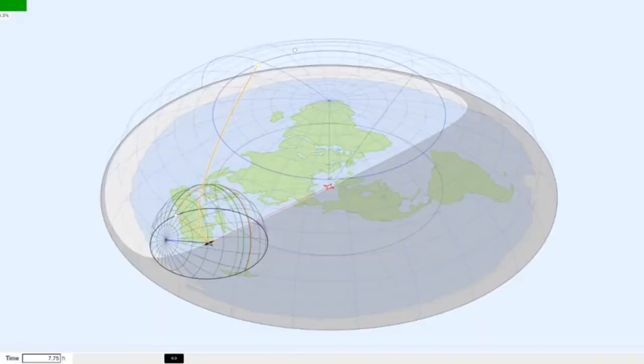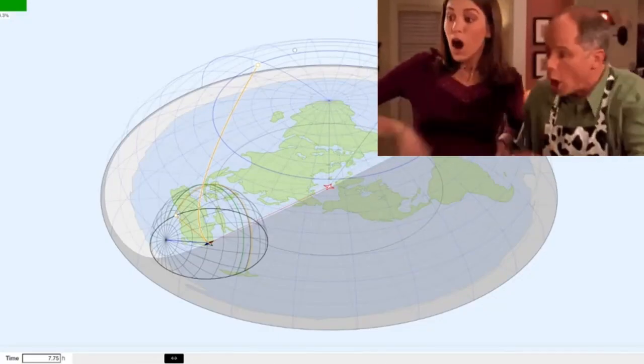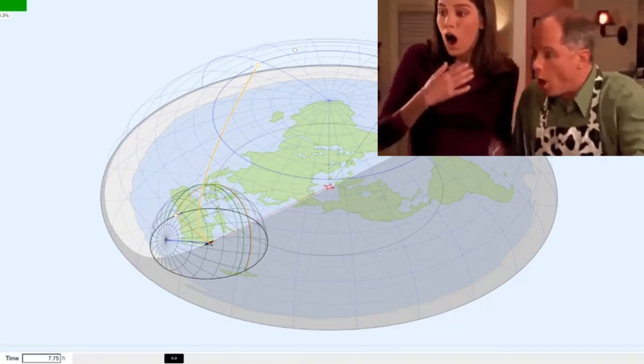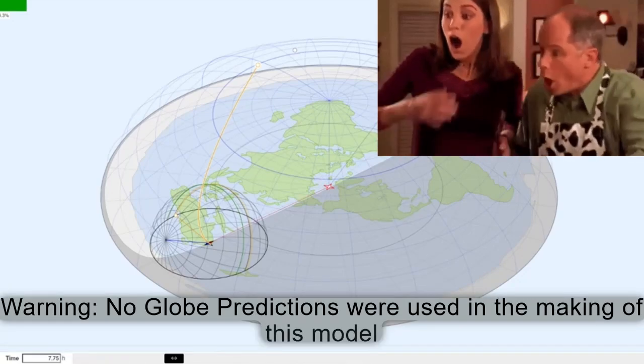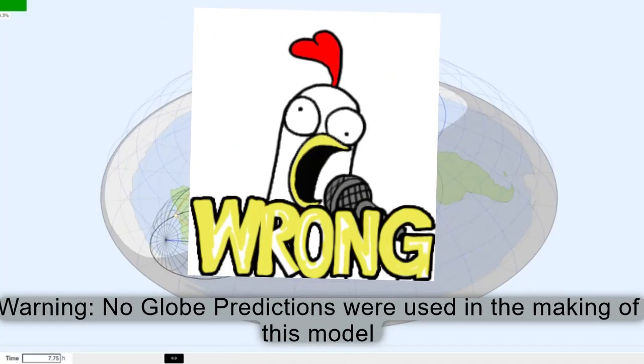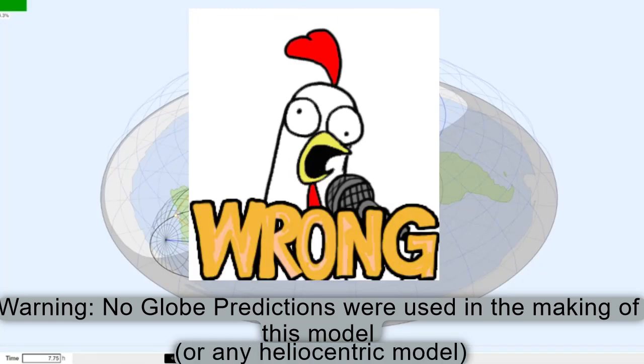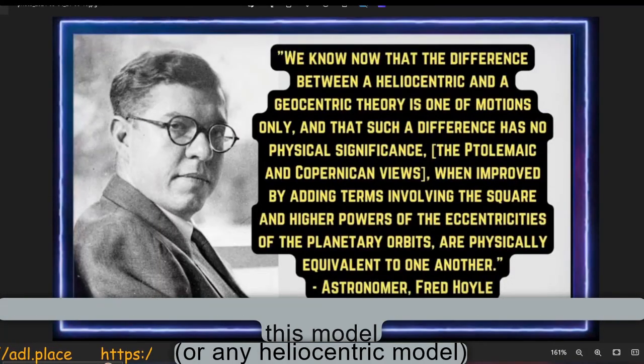Instead of diving right into why this model is ridiculous as a means to explain reality, I've chosen to call out Shane for what is essentially theft. This model right here is a copy and paste of the model made by Walter Bislins, a model that was made using globe predictions. It seems we can't help ourselves.